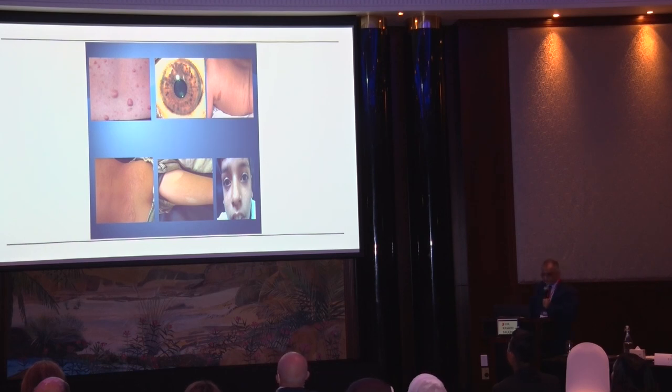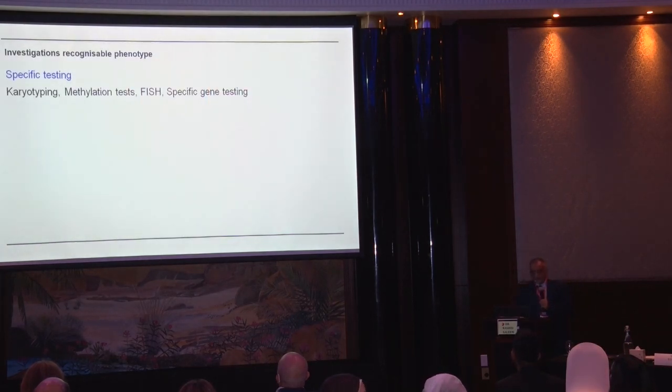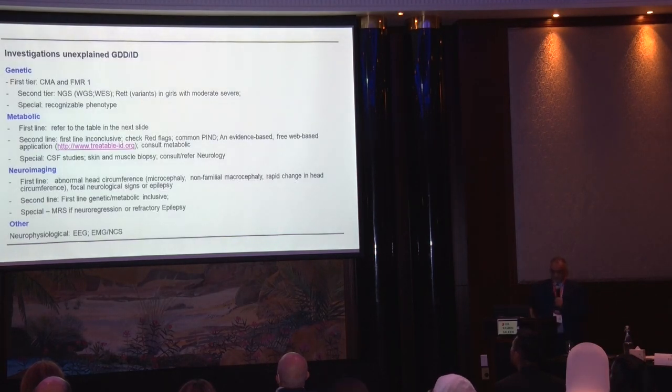Okay, chagrin patch, and similarly, incontinentia pigmenti and hypomelanosis of Ito, all these things. So first, investigations we have already spoken about. Now, when you decide that there is a delay, but it is not a recognizable phenotype, it is here you will go for first-tier and second-tier investigation.